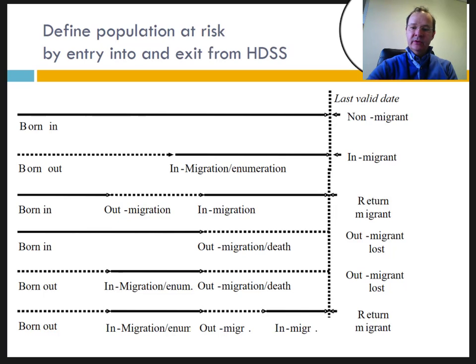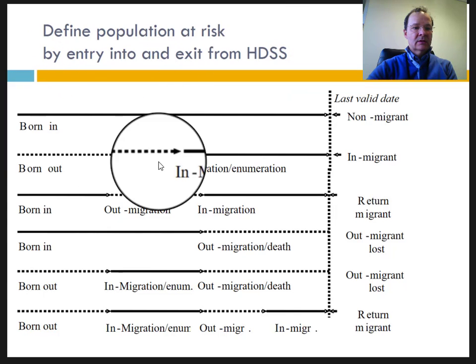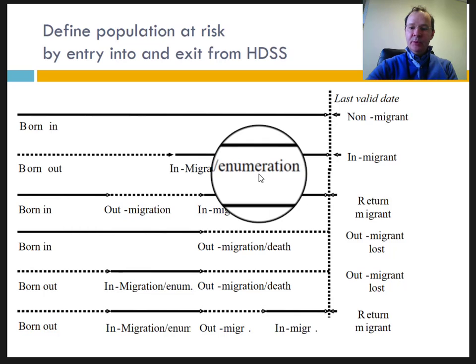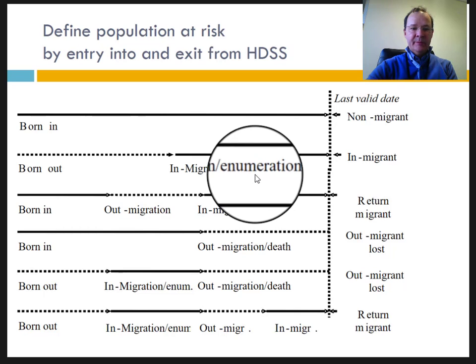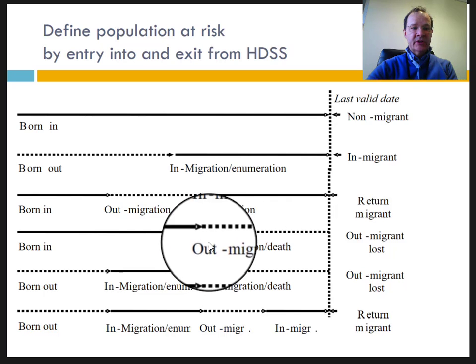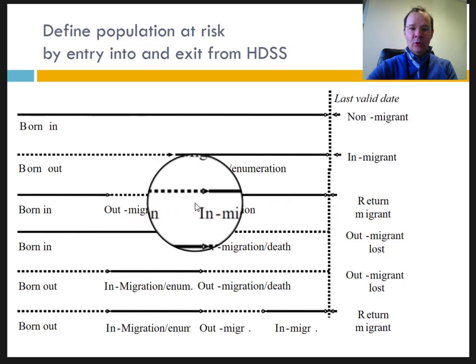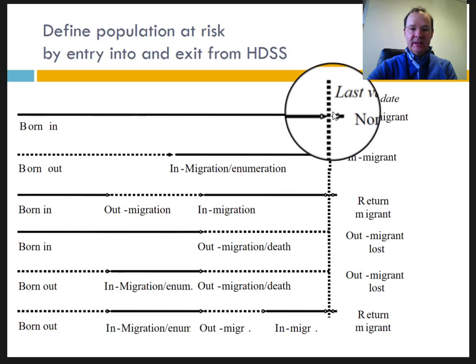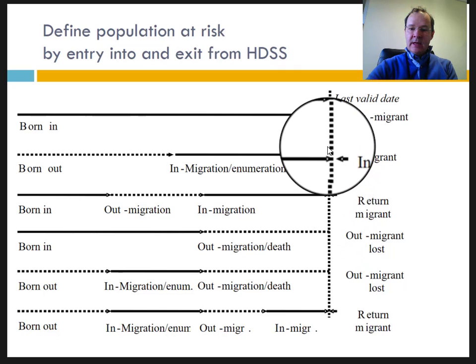People can enter the study area by birth, by in-migration, or by enumeration. People can exit the study area by death, by out-migration, or by end of observation. The end of observation is called right censoring. We will come back to that in the next lesson.